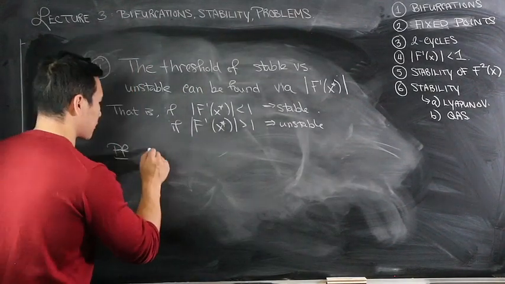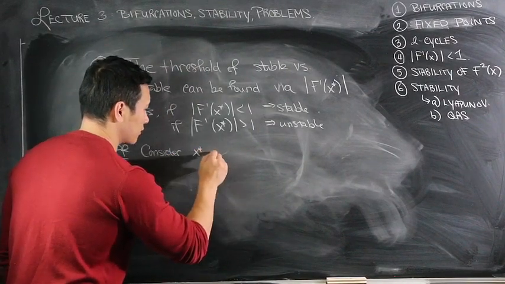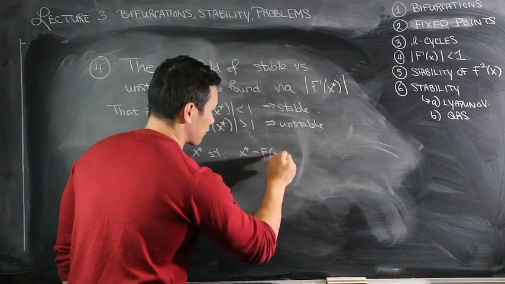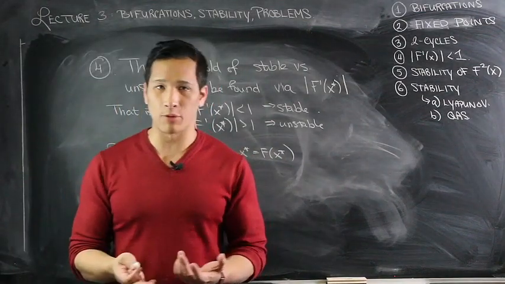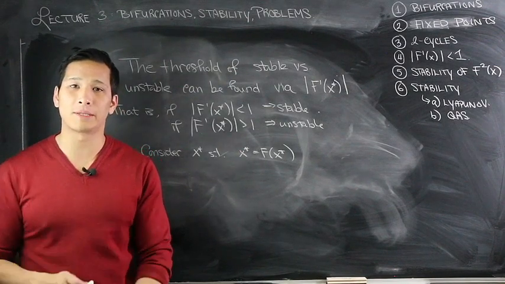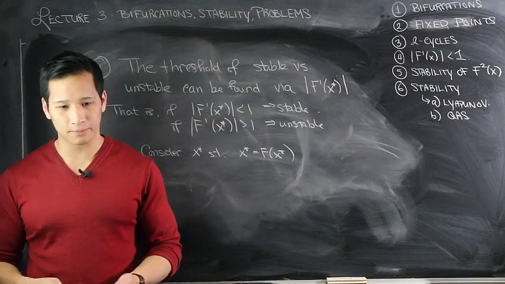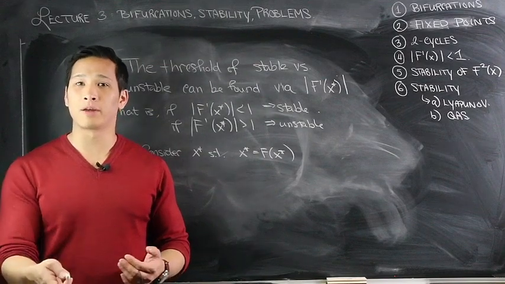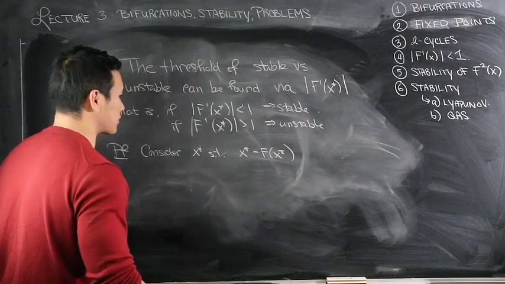So let's consider x star such that x star is equal to f of x star. So let's say our x star is our fixed point. And so basically what we do is we say, I'm going to go really close to the x star. I'm going to say x star plus some delta. Then I'm going to see what happens when I put the x star plus some delta into the problem, right? Basically, when you put x star plus delta in, do you get bigger than x star plus delta, or do you get less than x star plus delta?